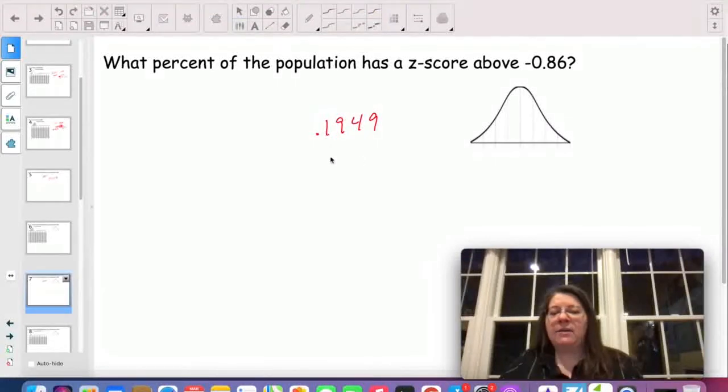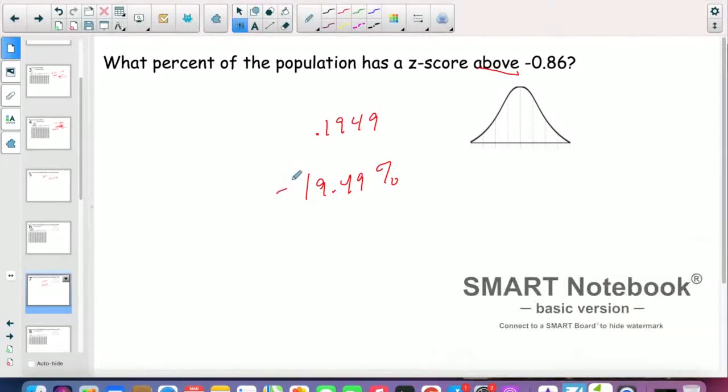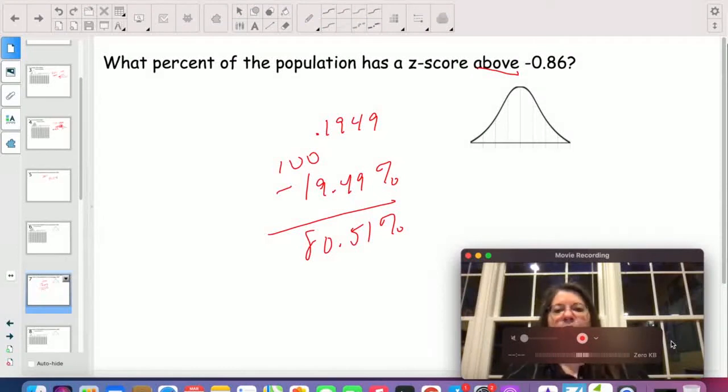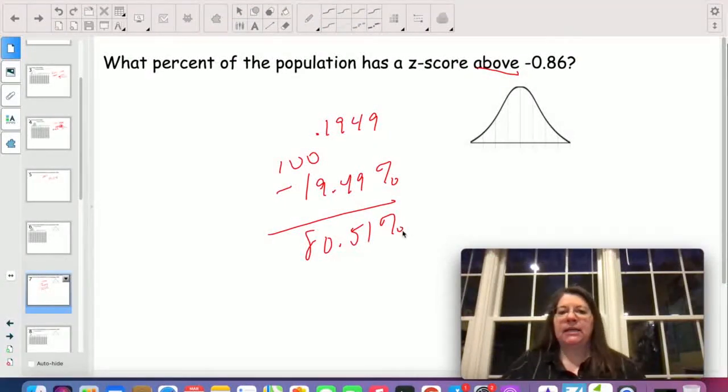Now keep in mind, this is the amount of data below a z-score of negative 0.86. They want how many are above a z-score of negative 0.86. So this as a percentage would be 19.49%. I'm going to take that percentage. This is how much is below the negative 0.86. I'm going to take this percentage and subtract it from 100%. So that leaves me with 80.51% of the data lies above the negative 0.86.